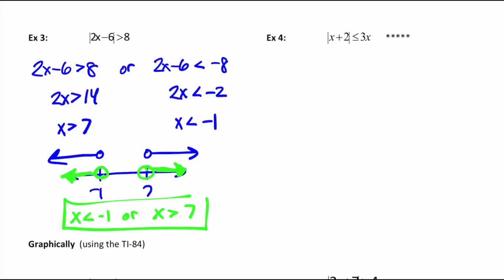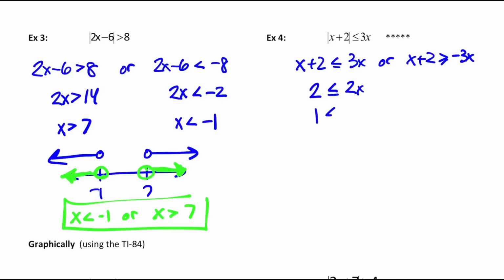Now this is where it gets really tricky. At first, not too bad. You set it up the same way. X plus 2 is less than or equal to 3x, or x plus 2 is greater than or equal to negative 3x. Now, a little bit different here. What I'm going to do is subtract x from both sides. I get 2 is less than or equal to 2x. Divide by 2, 1 is less than or equal to x.